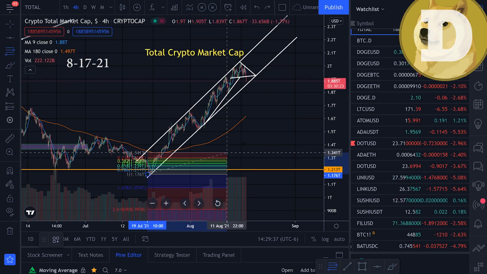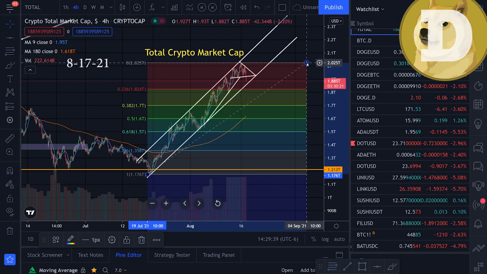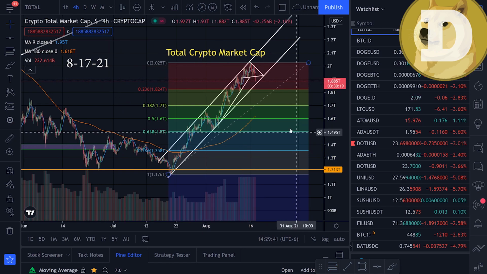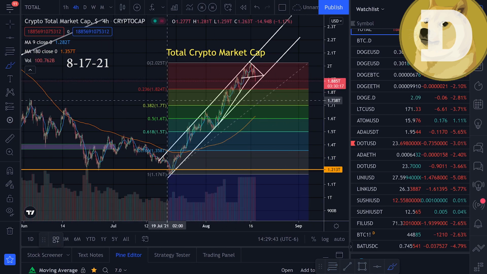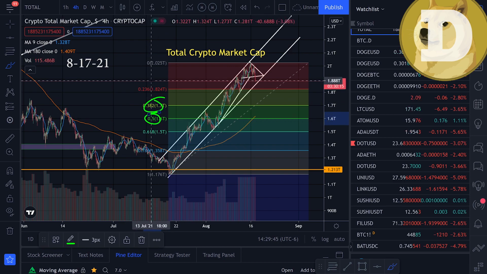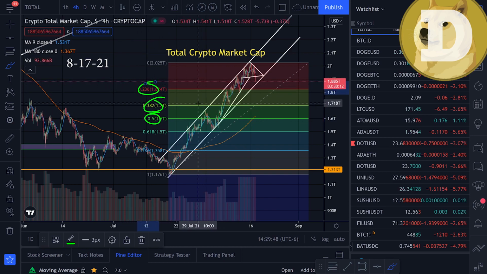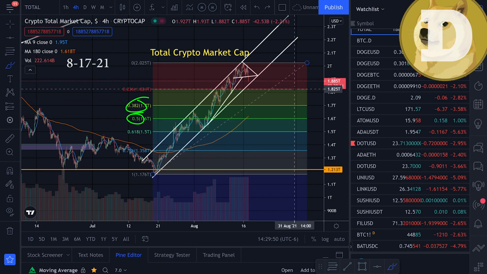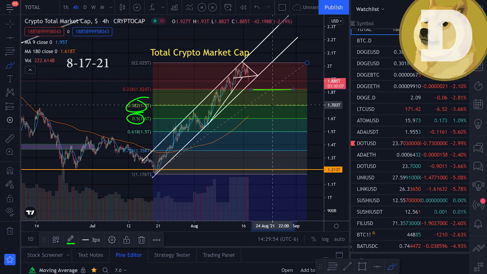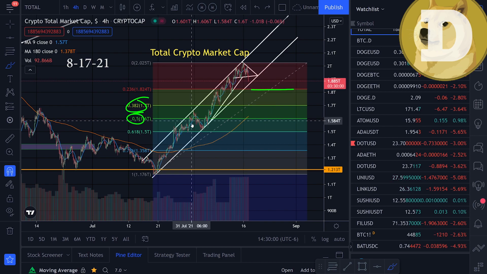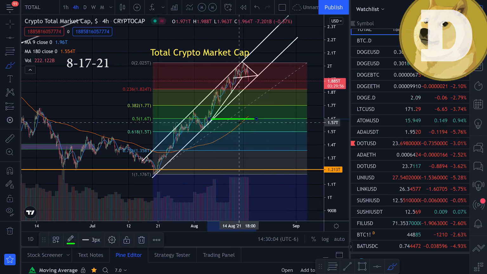Let's drag from the bottom to the top. We're looking at the 23% level, the 38% level and the 50% level. The first one would be 1.8 trillion, that red line. Then you've got this greenish yellow line at 1.7, that's the 38% level. And then we've got the 50% level at 1.59 trillion.